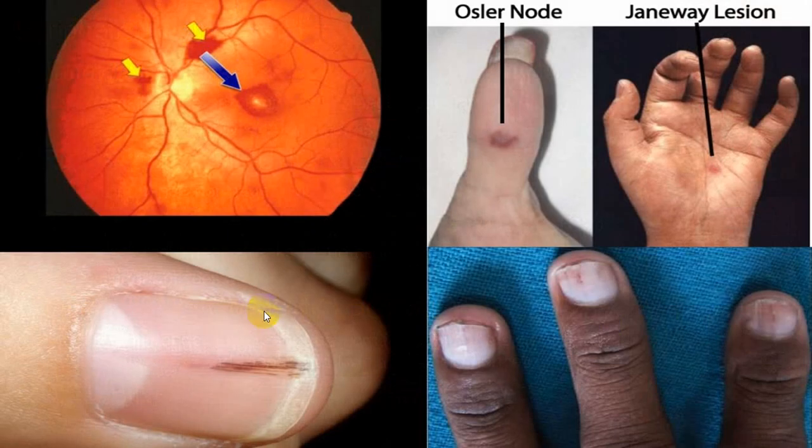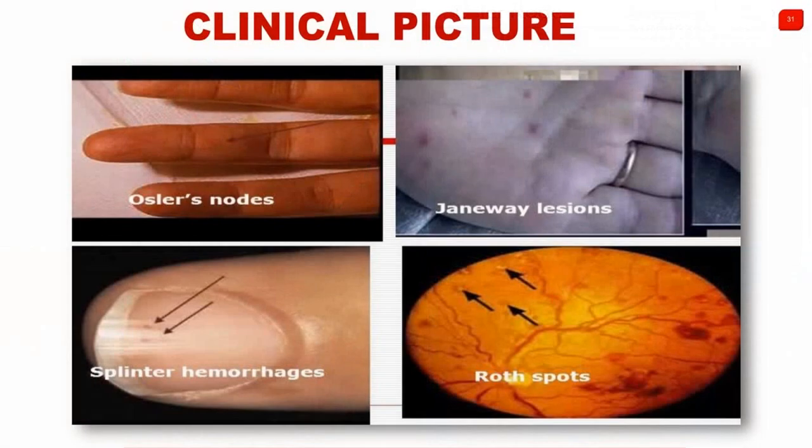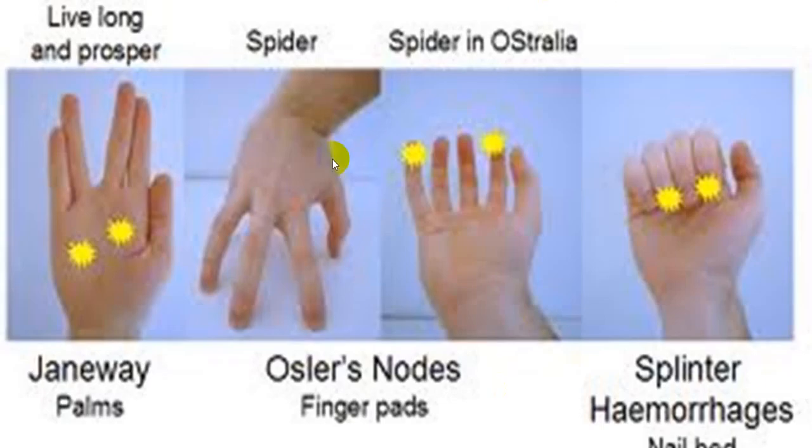So Roth spot, splinter hemorrhage. These are Osler's nodes. This is Janeway's nodes. So again, Osler's nodes, splinter hemorrhage. These are Janeway's nodes, and these are Roth spots, hemorrhages with Roth spot formations. So Janeway's nodes are on the palmar surface, Osler's on the tip of the finger. You can have clubbing and splinter hemorrhage in a nail bed.